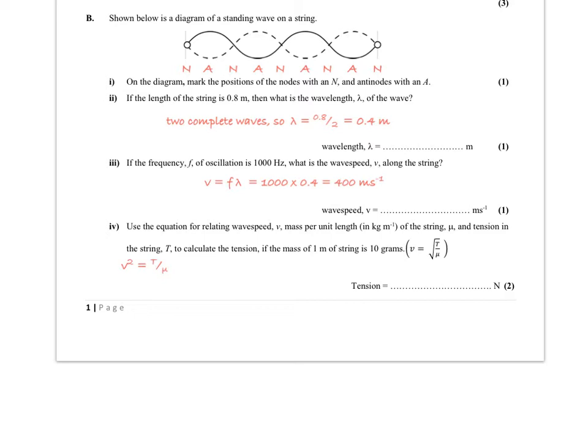We need to get that into the right units, which is kilograms. So 10 grams is equal to 10 times 10 to the minus 3 kilograms. So it's 10 1,000ths of a kilogram. Right, we've got everything in the right units. It's then just a matter of plugging into our equation. So we've got T is equal to 400 squared, so that's our v squared, times mu, 10 times 10 to the minus 3. And we get 1600 newtons.